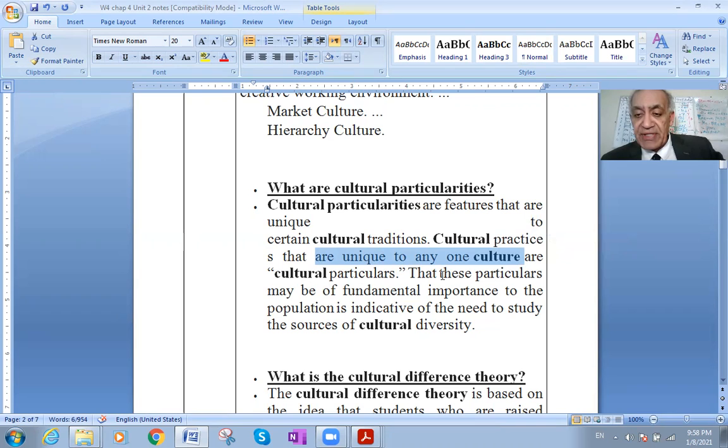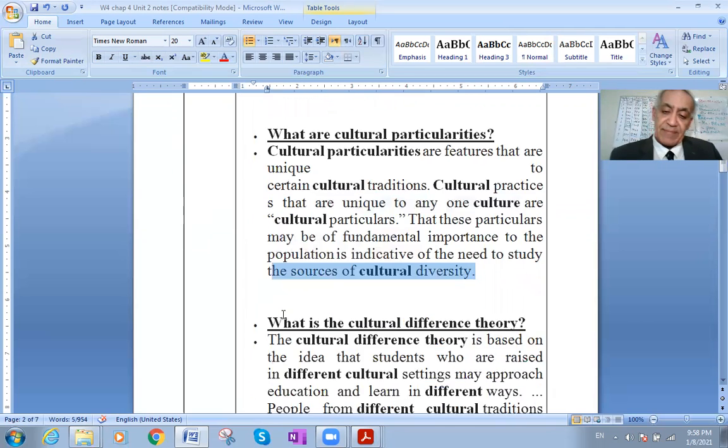These particulars may be of fundamental importance because it's very important to the population, and is indicative of the need to study the sources of cultural diversity. Because each culture has its distinctive points, that's why we need to study the culture of each society, or the culture of each area. Okay.